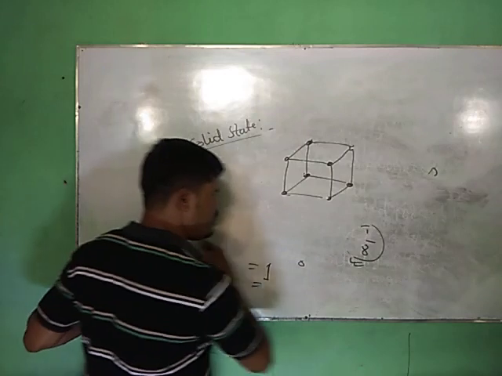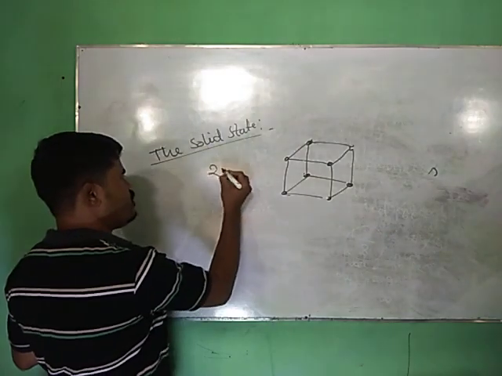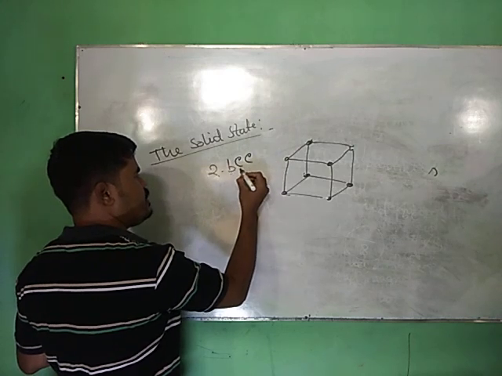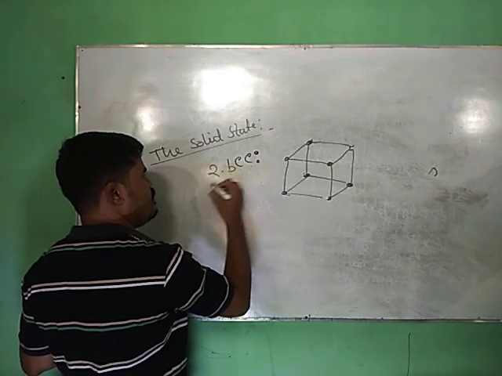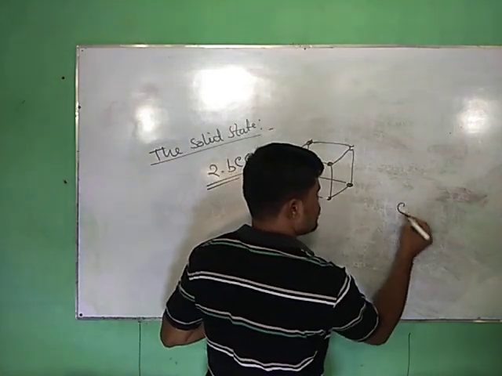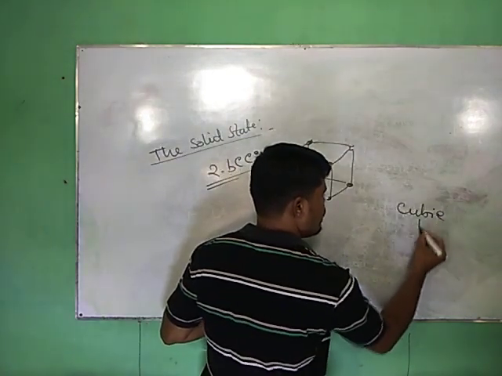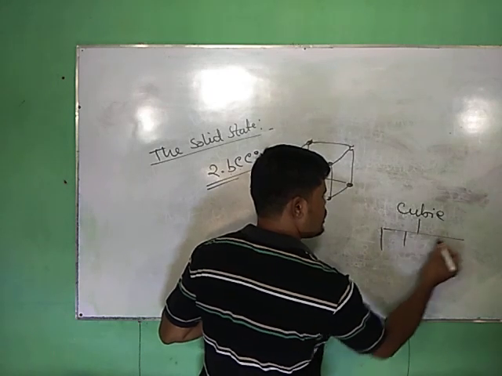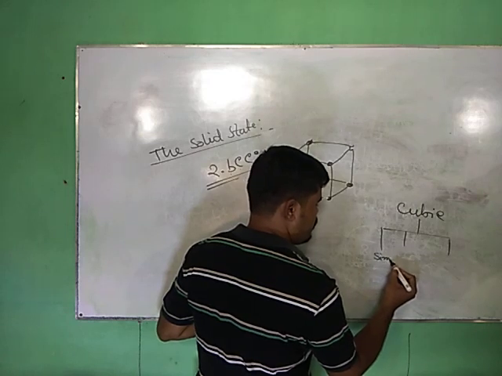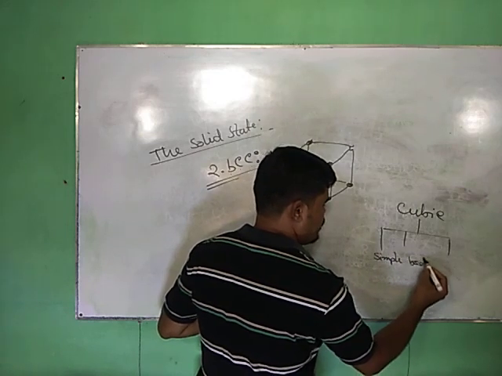Next, I am going to calculate the number of particles in the simple cubic. Then I will calculate for the body centered cubic, BCC, unit cell. The cubic system, I mean the cubic unit cell, is considered here, so simple. Okay, body center.